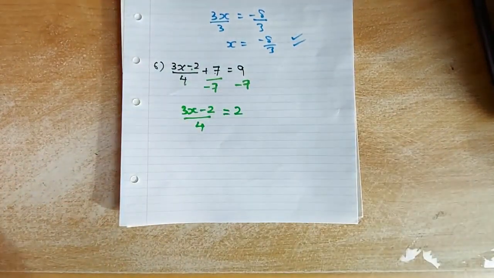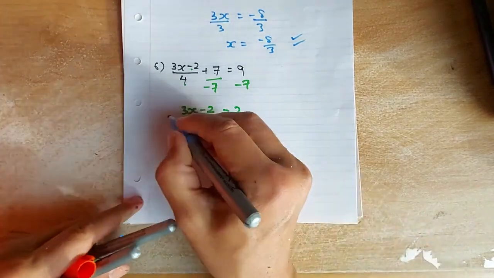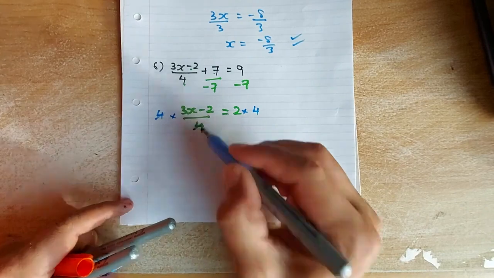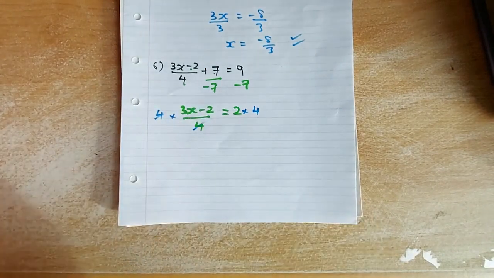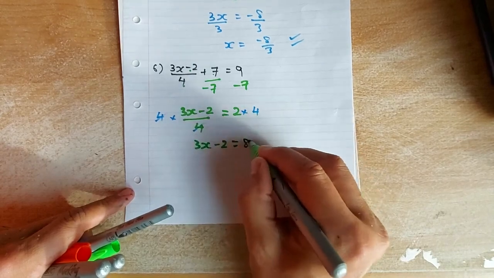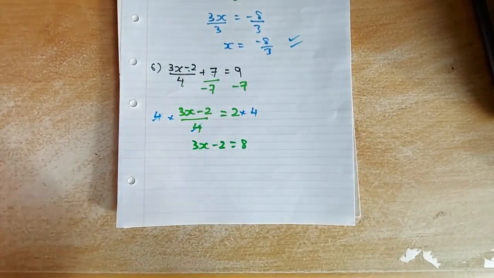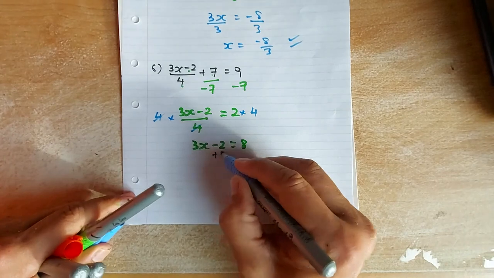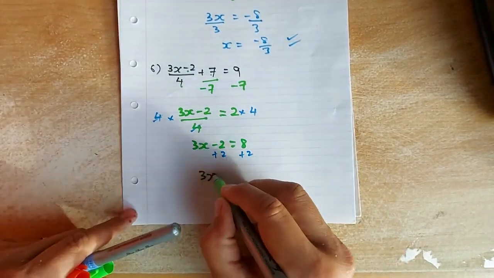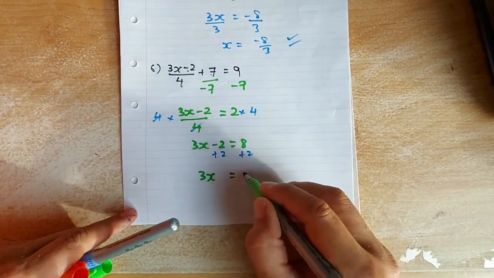The next intruder we're going to do is get rid of the 4. To do that, we multiply by 4. So when we multiply by 4, the 4 and 4 will cancel out. So what's left is going to be 3x minus 2 equals 2 times 4, which is 8. Next step, we're going to add 2. Add 2 on both sides. So 3x equals, because minus 2 plus 2 becomes 0, 8 plus 2 is going to be 10.